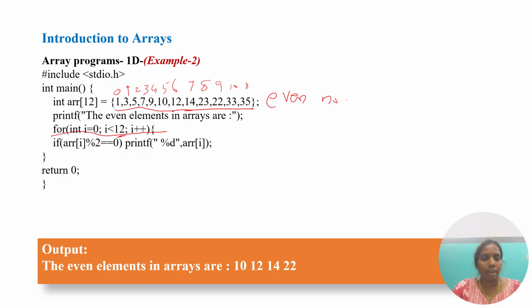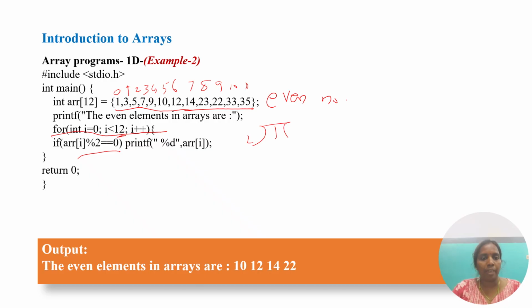So next is array I percentage 2 equal to 0. We have to check every value and get the remainder. So the modulo operation means the remainder should be equal to 0. The first value 1 divided by 2, the remainder is not equal to 0. So this is not an even number.